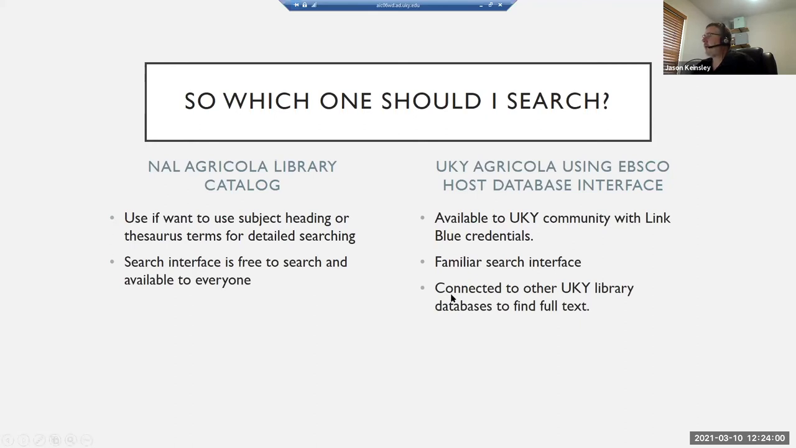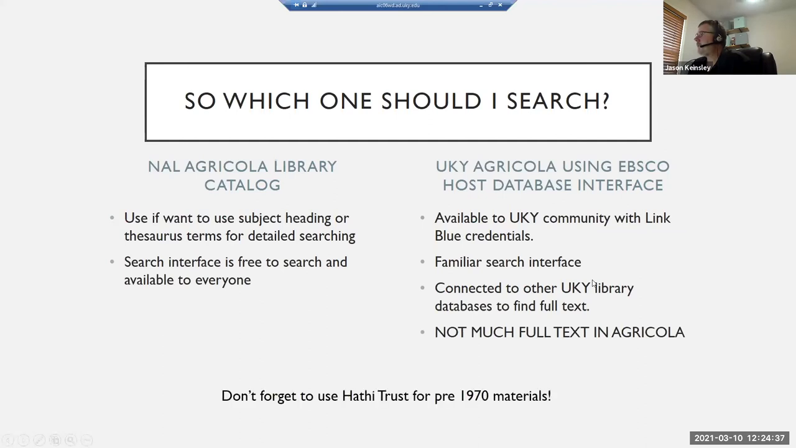Also, when you use our interface, which I'll show you here in just a little bit, it's connected to other UKY library databases to find full text. The Agricola database does not have a large amount of full text in it, okay? Lots of it is really just the basic information, the abstract. Using our interface can help you connect to other resources. We have other library databases where that full text might be available, so using our interface makes it much easier to get to the full text you might really need. So again, don't forget HathiTrust is out there for the pre-1970 materials.